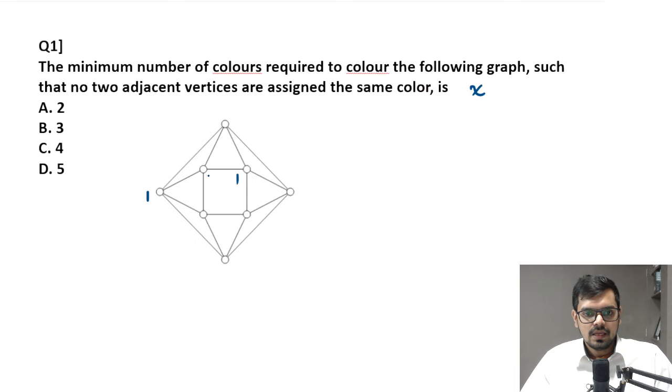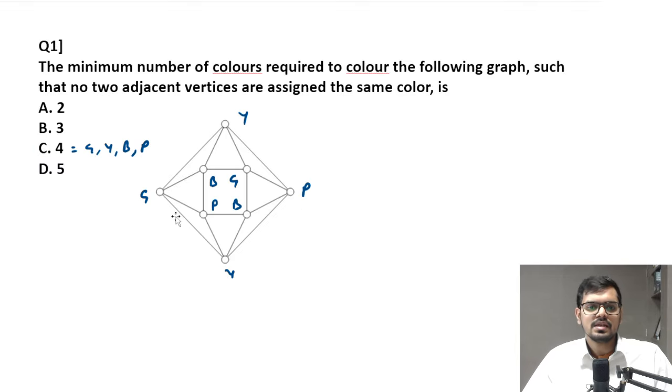Similarly, fill the next vertex color as, let us say, 2. If this is 2, adjacents cannot be 2, but this can be 2, then adjacents cannot be 2. Okay. If I take this as 3, then this is 3. If I take this as 4, then this is 4. 4 colors minimum are required, and yes, the answer is C.